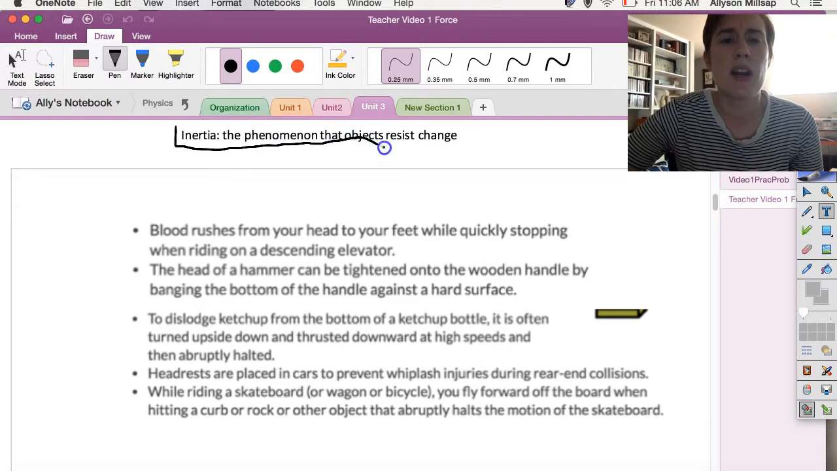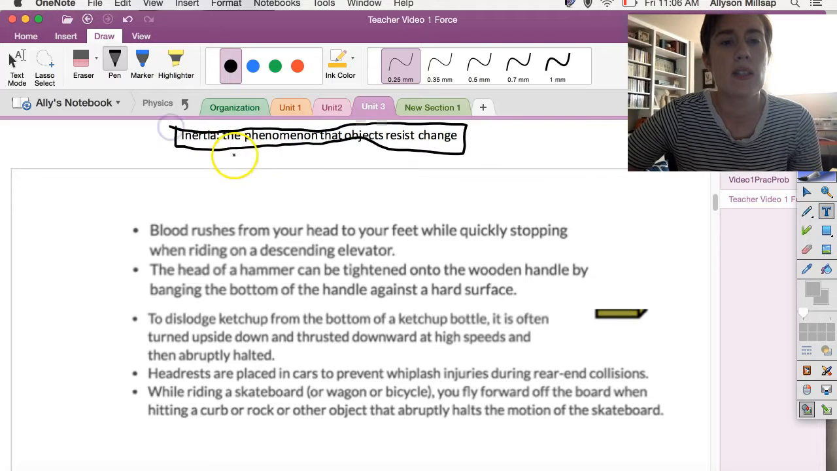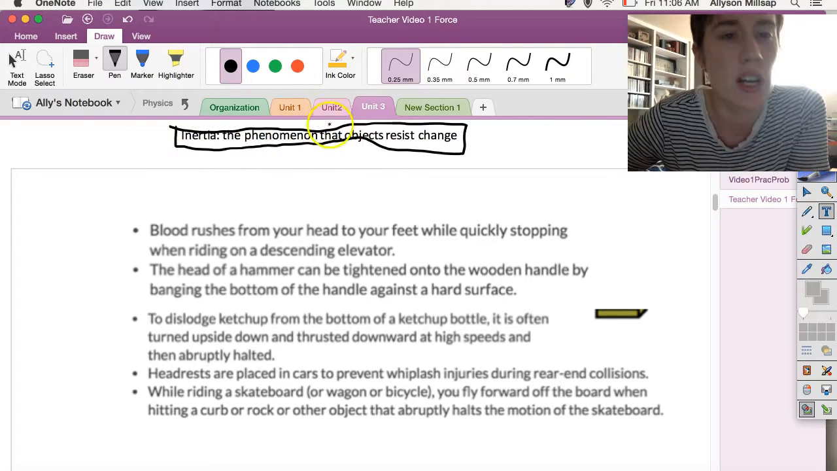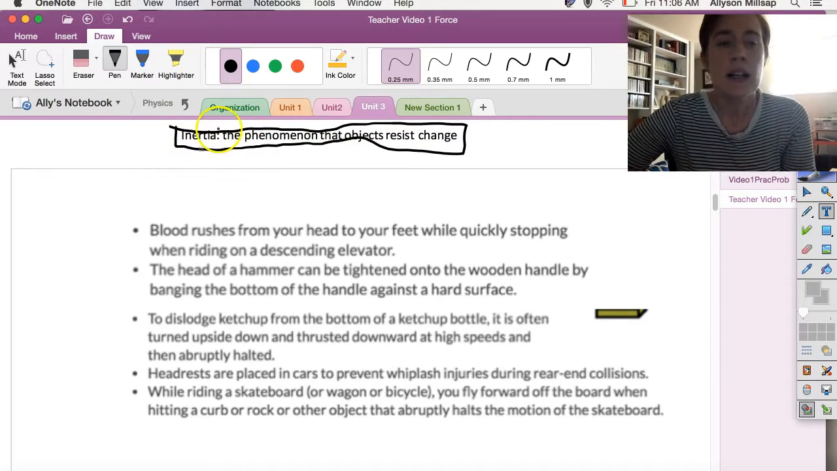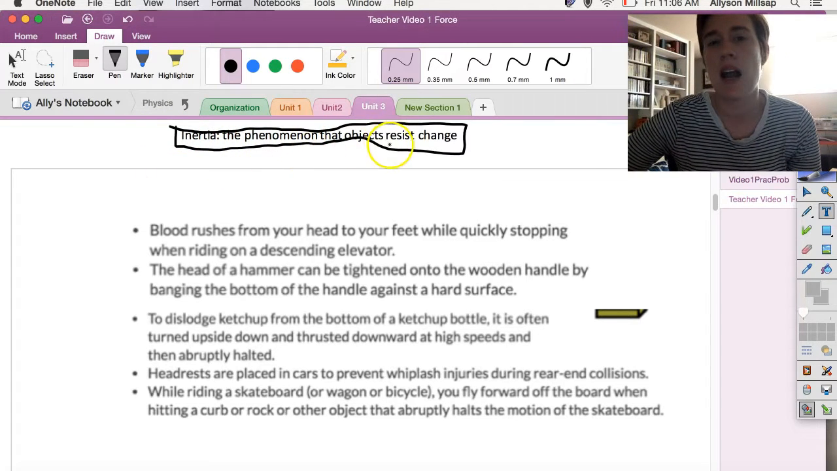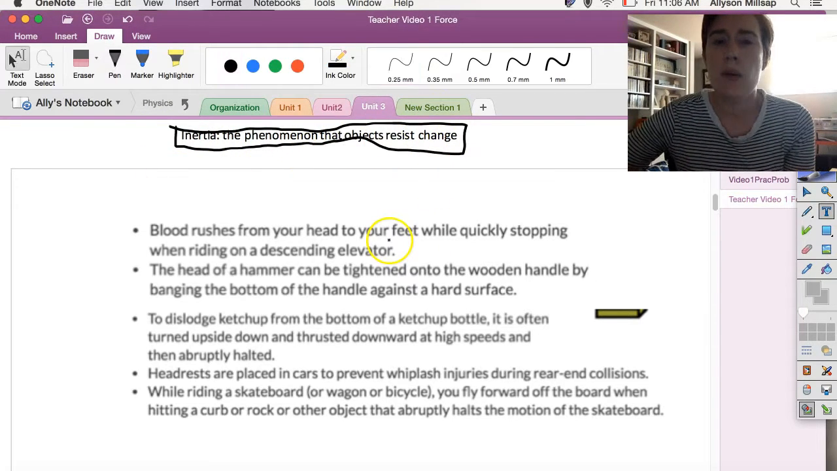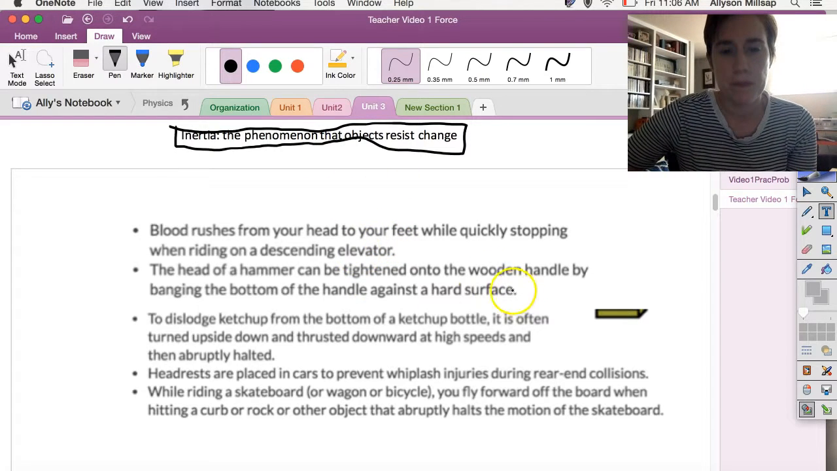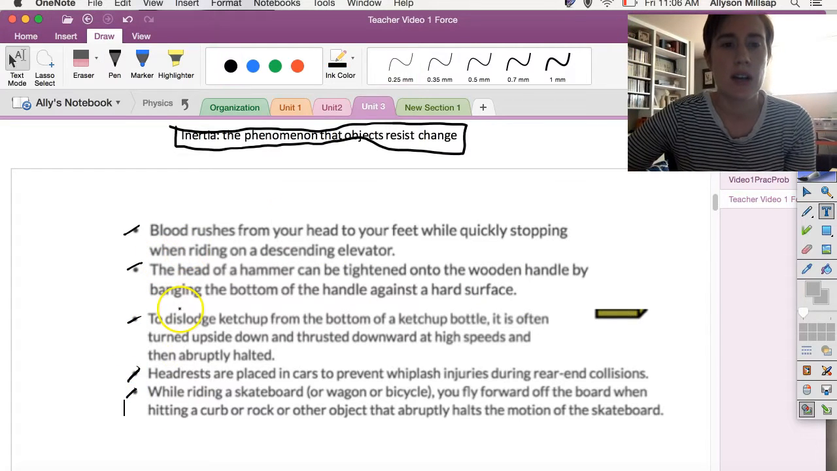Why is this? Why do objects continue to go the same way that they've always gone? Well, that's due to something called inertia, and I unfortunately just drew all over my definition. But inertia is the phenomenon that objects resist change. They want to continue doing whatever it is that they're doing. These are some more regular examples of inertia.